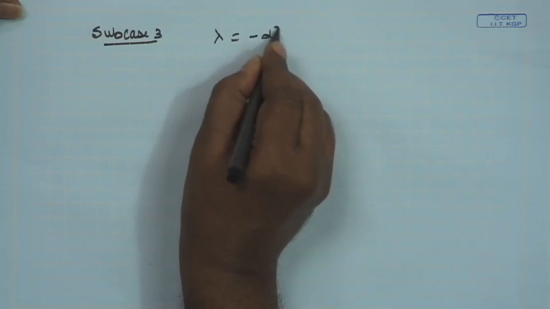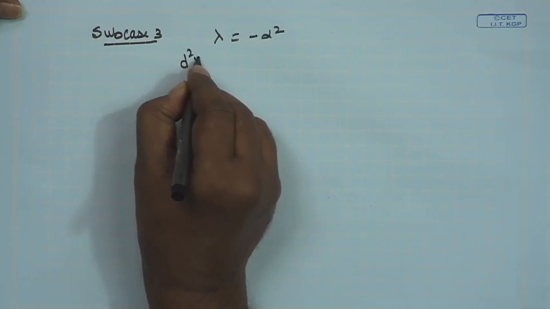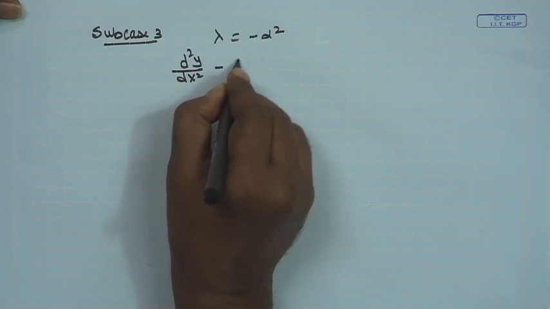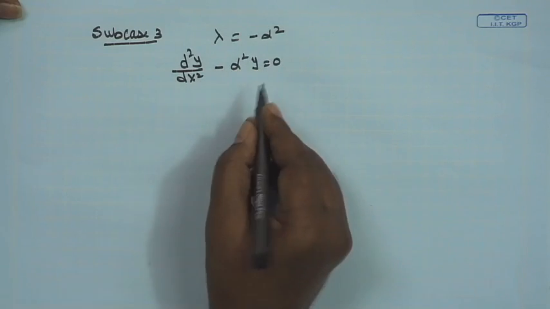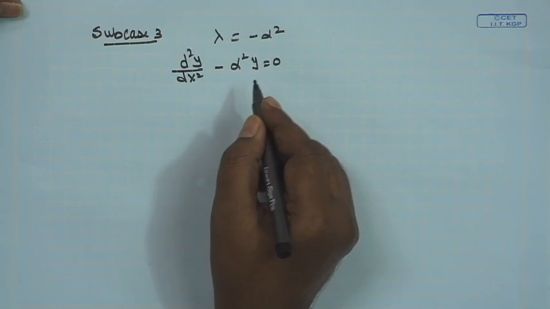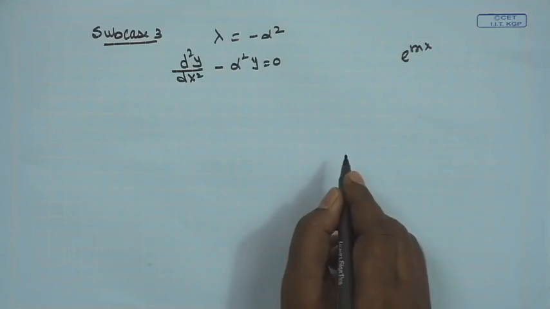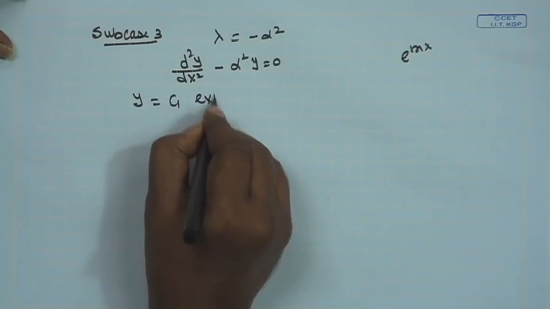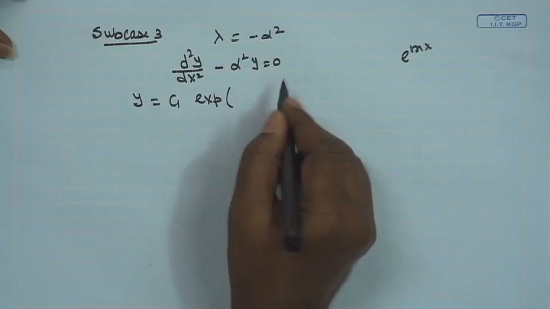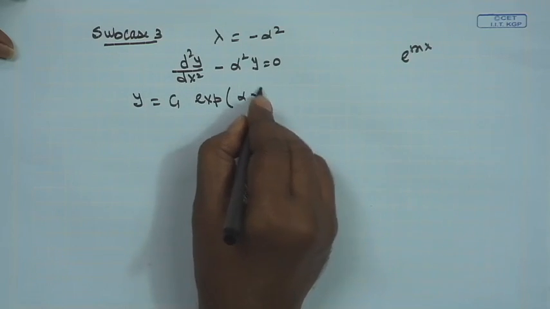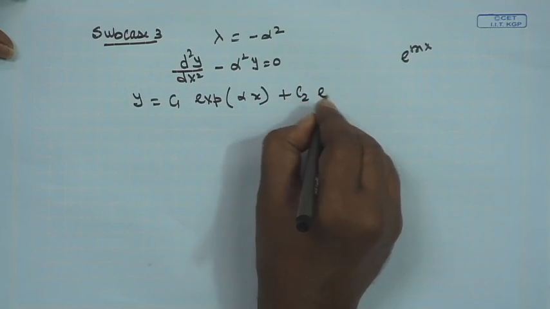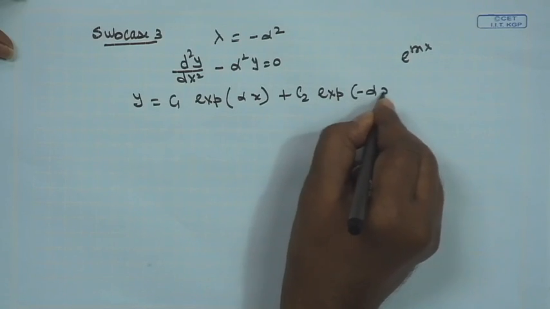Lambda is equal to minus alpha square. So, it becomes d square y dx square minus alpha square y is equal to 0. We know the solution will be in the form of e to the power mx, where m square minus alpha square is equal to 0. So, m is equal to plus minus alpha. So, the solution will be c1 exponential alpha x plus c2 exponential minus alpha x.